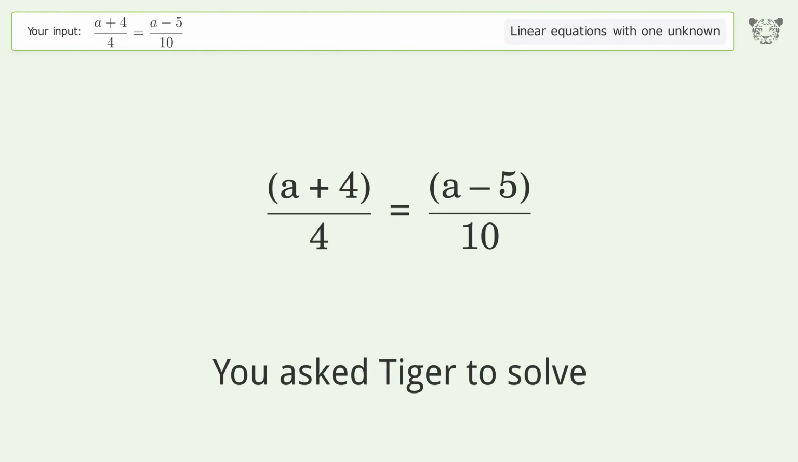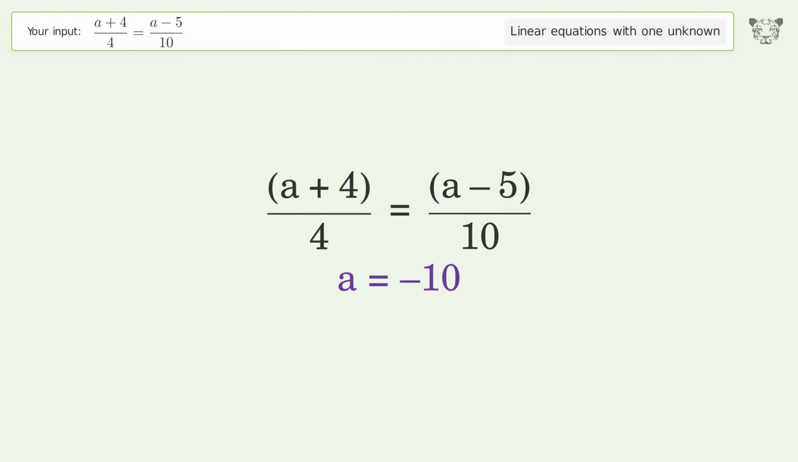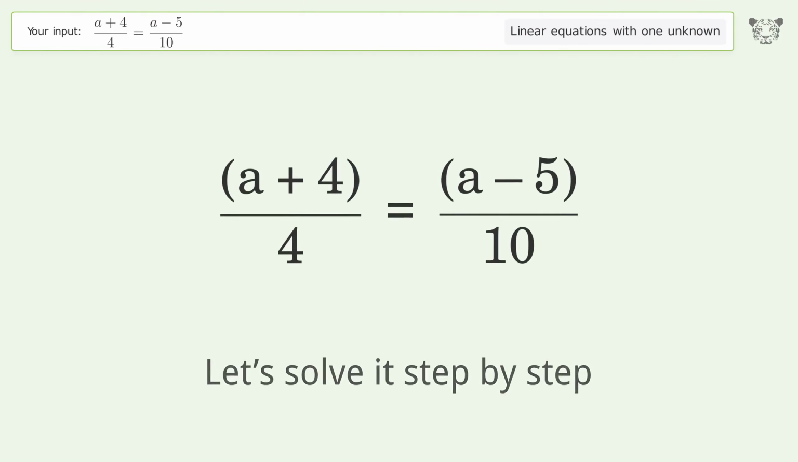You ask Tiger to solve this. This deals with linear equations with one unknown. The final result is a equals -10. Let's solve it step by step.